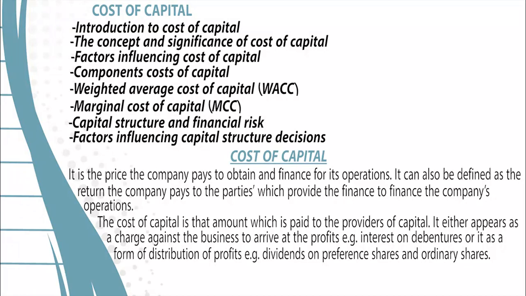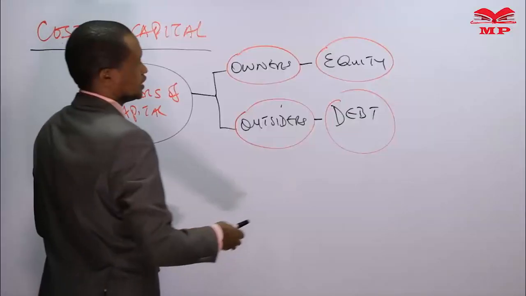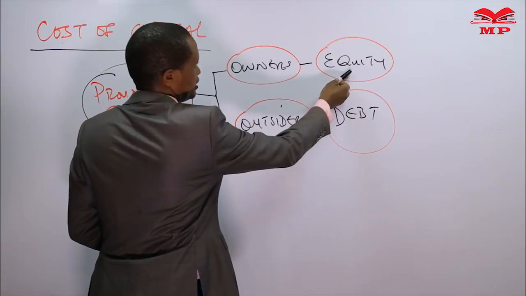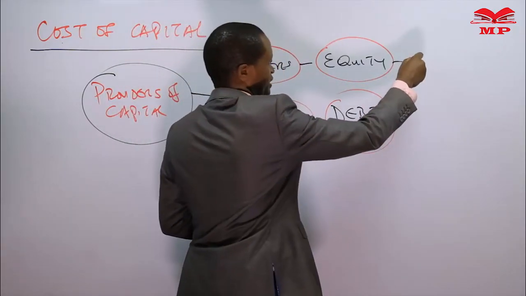It either appears as a charge against the business to arrive at the profits, for example, interest on debentures, or it appears as a form of distribution of profits, for example, the dividends on preference shares or ordinary shares. So the interest and dividends both represent the cost of obtaining or using the capital. So the cost of using the capital provided by shareholders, or equity, is referred to as dividends.